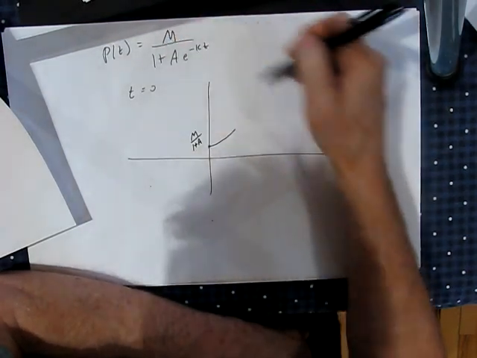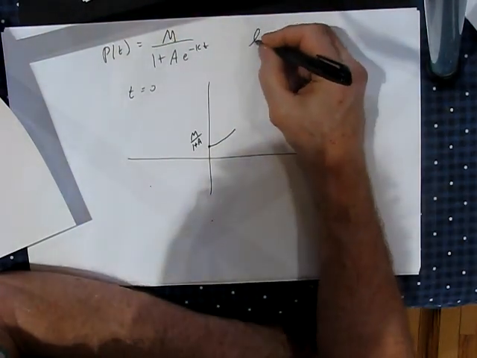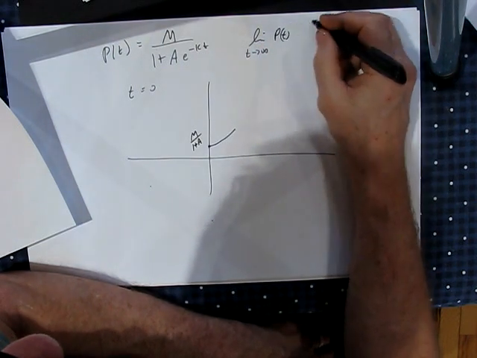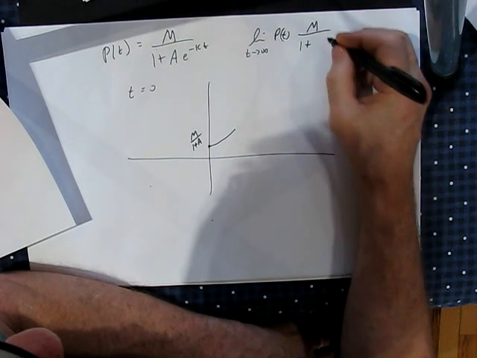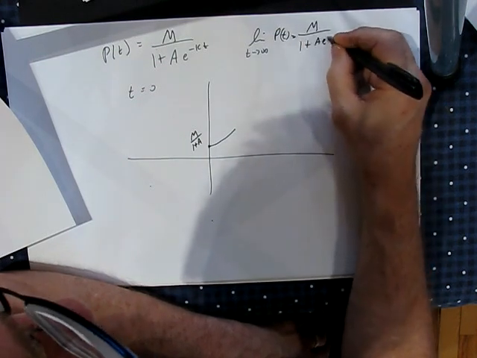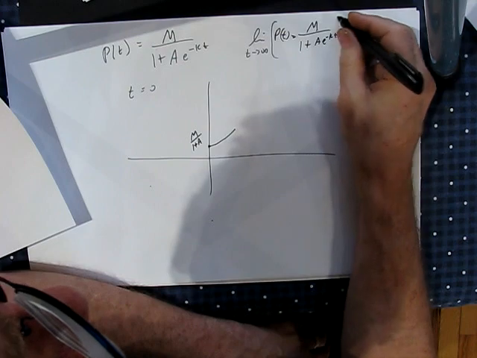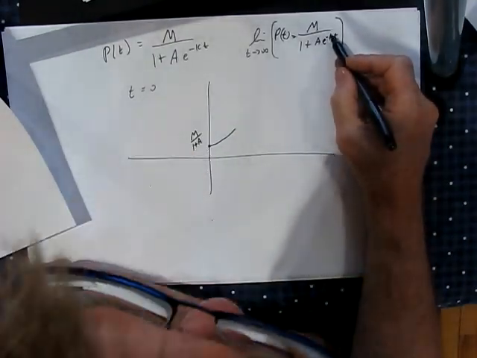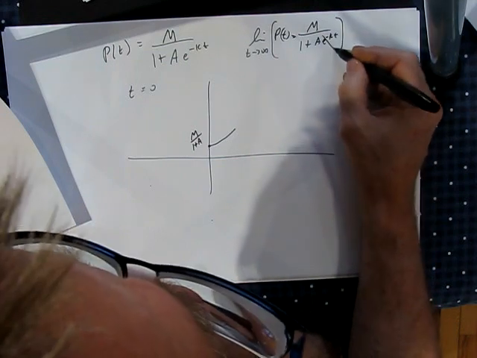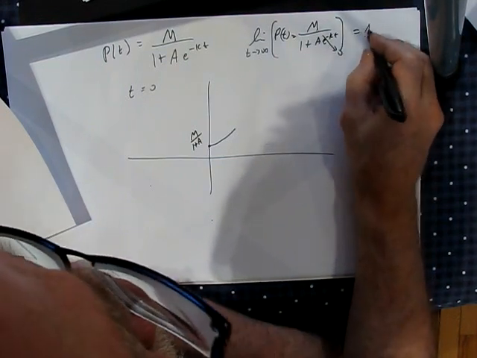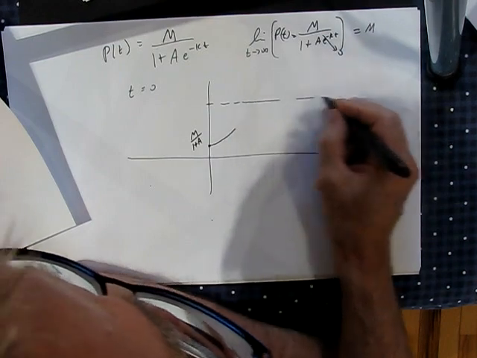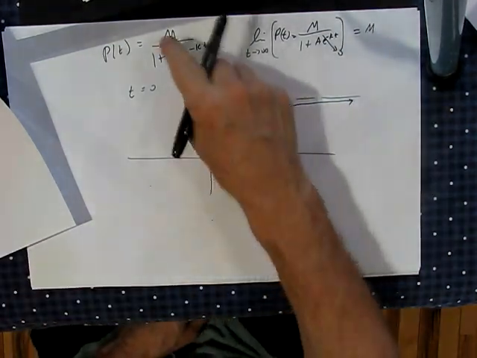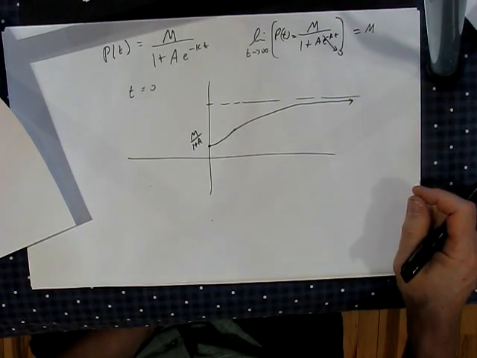So why does this flatten out? Well, let's take the limit as t goes to infinity of p of t. And we have m divided by 1 plus a e to the minus kt. And now as t goes to infinity, as long as k is a positive number, then minus kt goes to negative infinity, so e to the minus kt goes to 0, and we're going to get m out of here. So what happens is it's stabilizing. And so this function does what we thought it was going to do.